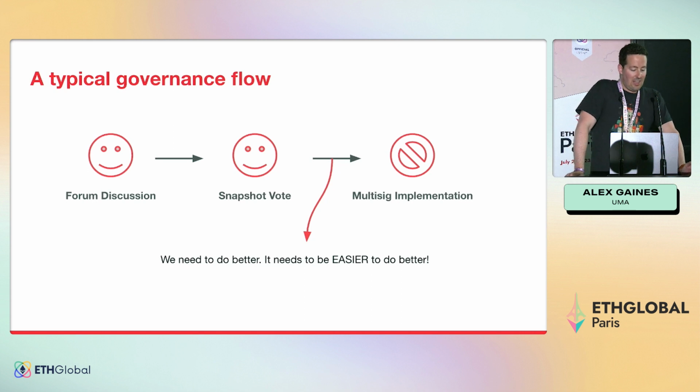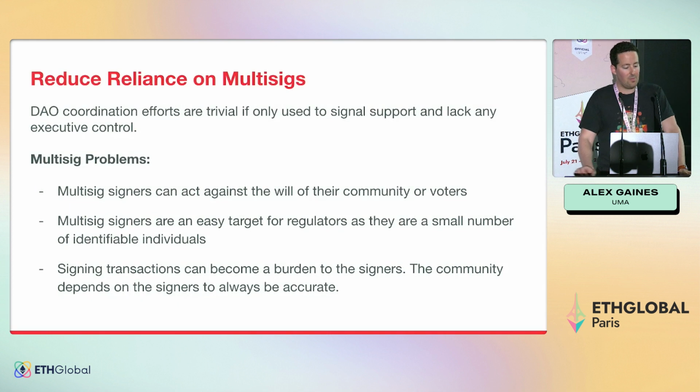The problem is the multisig implementation. You're essentially just signaling on Snapshot, and the votes aren't really binding. So what we really wanted to create with oSnap is a way to enforce the votes of Snapshot. That's what we're really pushing: reducing the reliance on multisigs, because DAO coordination efforts don't mean anything if it's just signaling support and has no actual execution on chain.